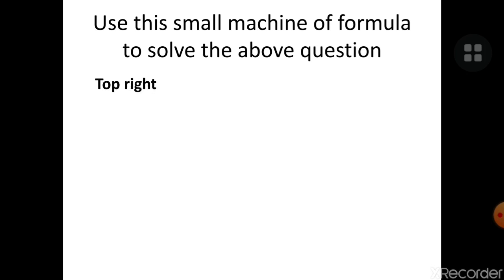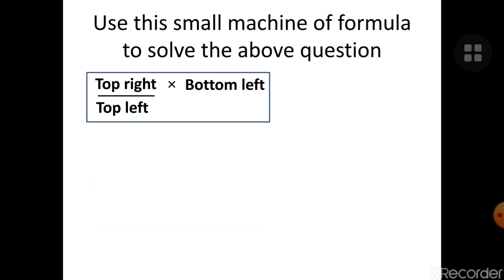First thing is top right: whatever you have written on the top right of those two arrows, you have to divide that amount by top left, which is on the left of those two arrows. Then you have to multiply with the bottom left. It is somewhat like a crazy thing, but if you learn this method, you can easily understand how to write the answer without confusing. So this is the machine that I have given to you.